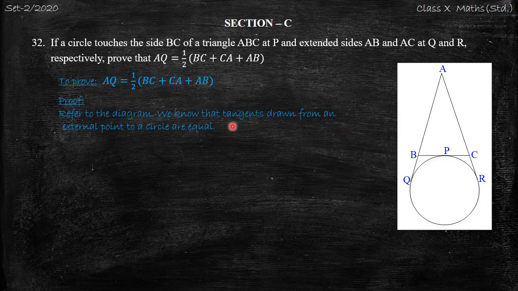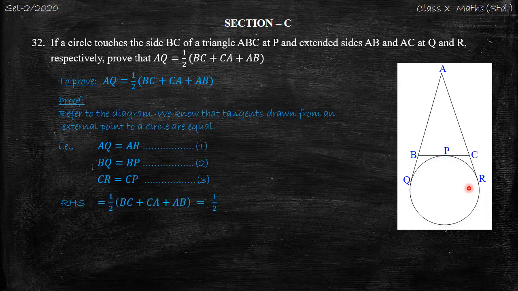Now we know the tangents drawn from an external point to a circle are equal. Like from B, these are two tangents, and so BQ equals BP. Similarly, AQ equals AR, CP equals CR. So these are the three pairs of tangents. Now the RHS, because now here BC you can split as BP and CP.